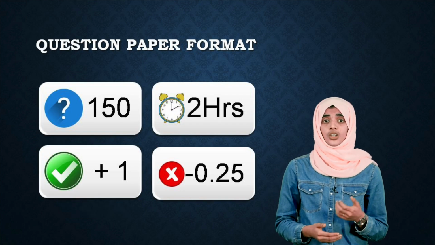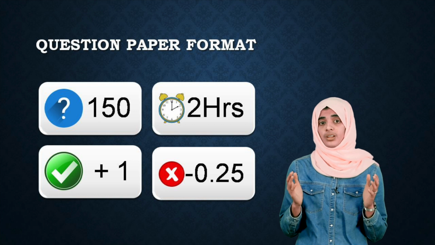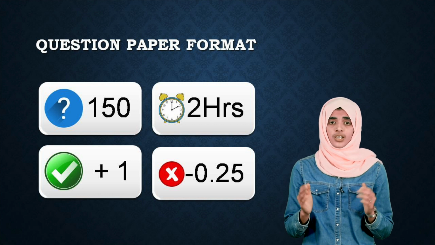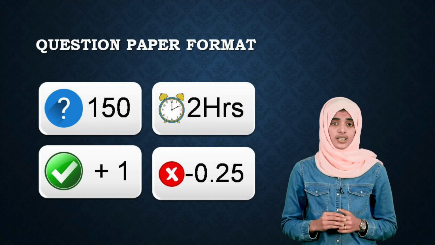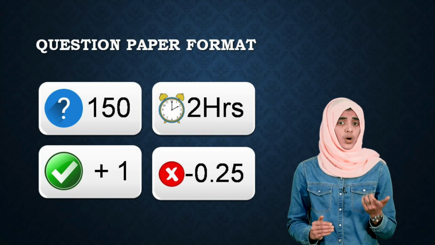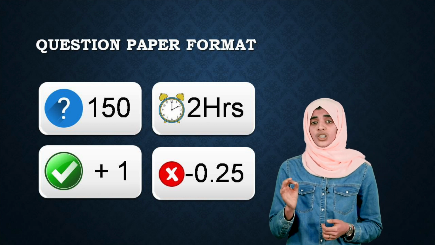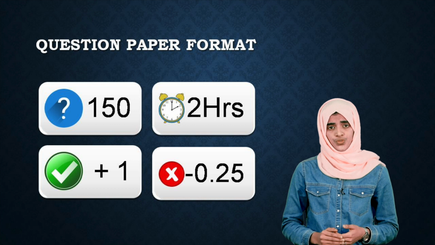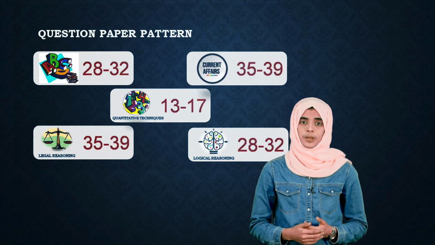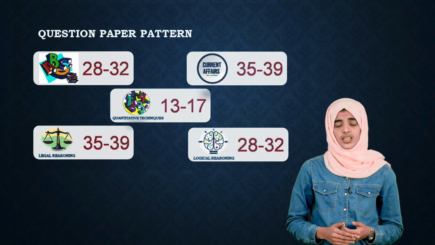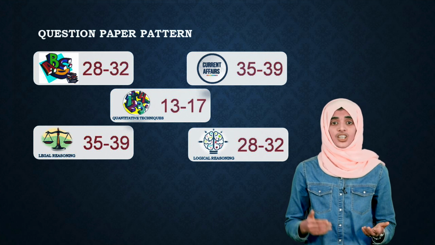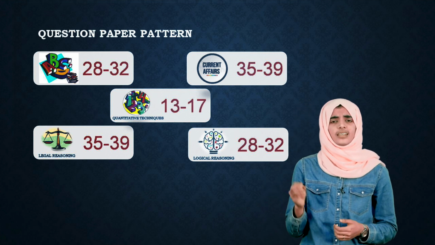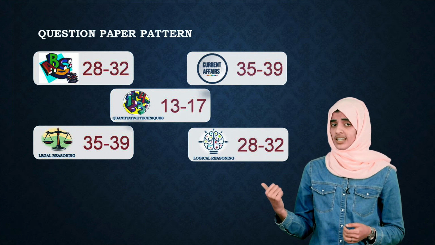Next, let's look into the question paper format. There shall be 150 objective questions and the examination duration is a total of 120 minutes, that is 2 hours. And for every right answer, you'll be given 1 mark and for every wrong answer, 0.25 marks shall be deducted. That is, there is a negative marking of 0.25. Next, let's see the question paper pattern. There shall be 5 sections in the question paper, that is, English, current affairs, legal reasoning, logical reasoning and quantitative techniques. And the number of questions in each section is given on the screen.